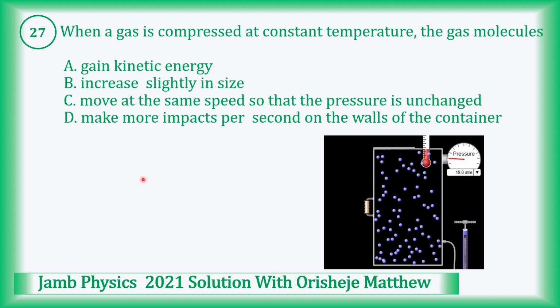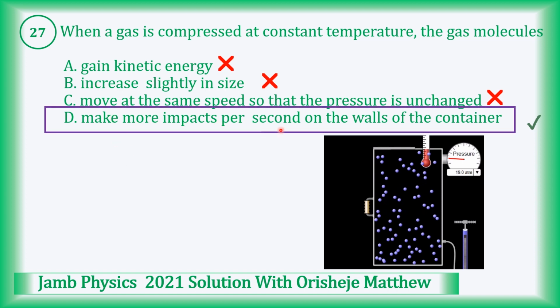In this case, we have kinetic energy increasing slightly, or molecules moving at a speed so that the pressure is unchanged, then make more impact. So which of these is correct? When gas is compressed, the molecules make more impact per second on the wall of the container. So that gives us the answer as D.